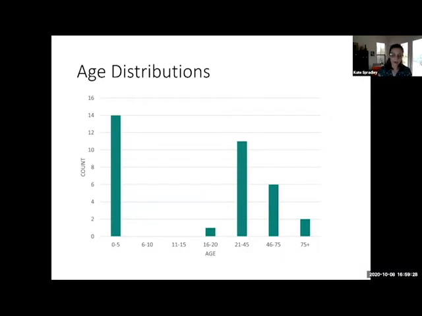Overall, of the adults, most were in the category of 21 to 45 and 46 to 75, with a few in the 75 plus. There are a high number of infants and children because infant mortality was high during this time period. This is what we expect to see in terms of infant mortality.